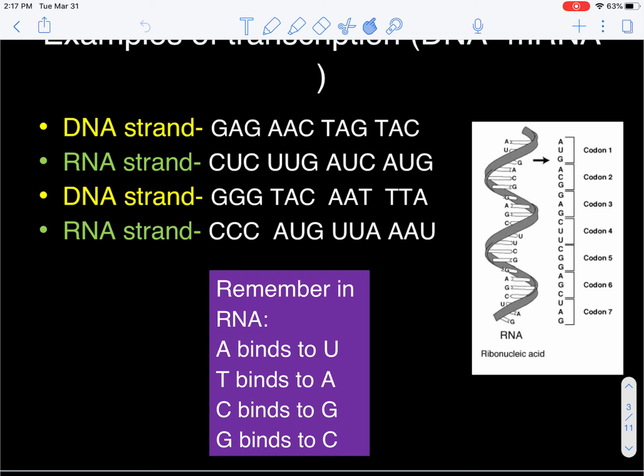So if you notice, there are still going to be T's, but the T's are only going to be found in your DNA strand. T, when it gets transcribed to RNA, is always going to bind with A. So remember, A binds to U, T binds to A, C binds to G, and G binds to C. So I hope this helps with the other work I will give you guys to practice RNA.